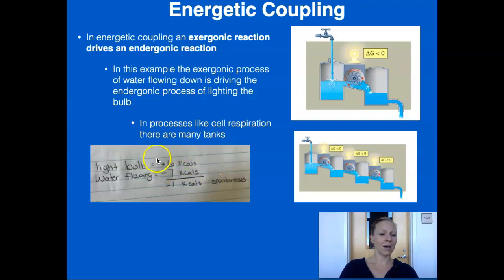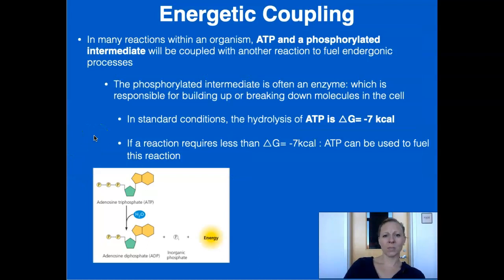And it only takes positive 6 kilocalories to light the light bulb. Well, then we still have negative 1 kilocalorie left, and this remains spontaneous. It will continue working. Many reactions within an organism, ATP in a phosphorylated intermediate, which let's call an enzyme, will be coupled with another reaction to fuel an endergonic process.